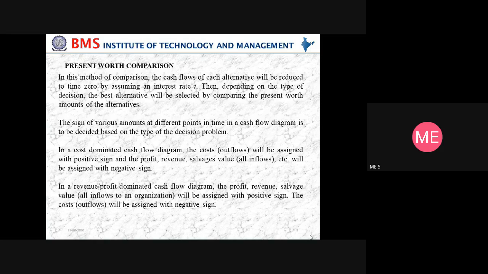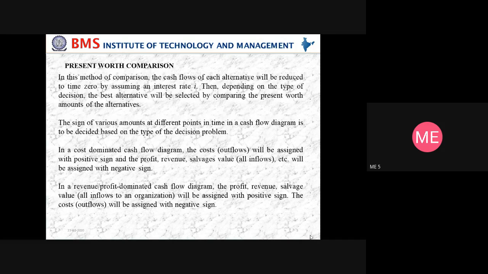That's what we discussed just now. Similarly, in a revenue dominated or profit dominated cash flow diagram, all the cash flows are cash inflows. So in the revenue or profit dominated cash flow diagram, the profit, revenue, or salvage value, which are called cash inflows to an organization, will be assigned a positive sign. The costs, which are cash outflows, will be assigned a negative sign.